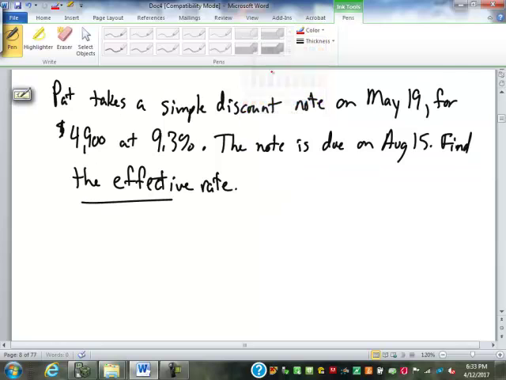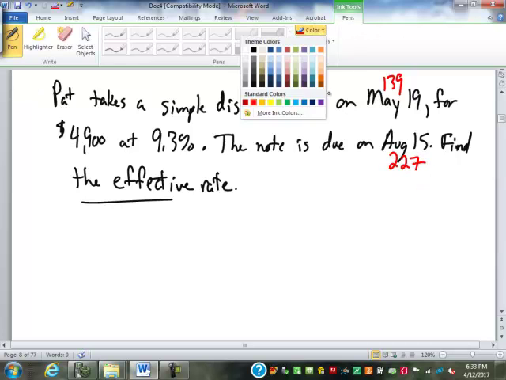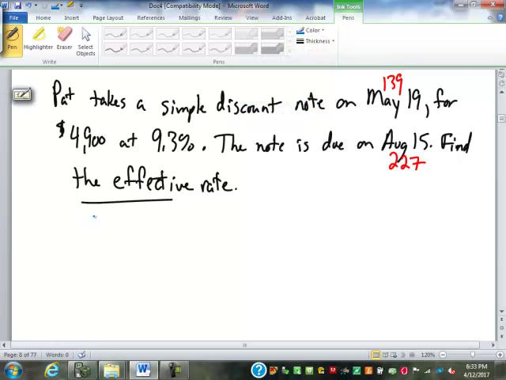Well, this one adds a layer of difficulty for us. Let's find the dates here first. May 15th is what day? 139, and August 15th? 227. So how many days is that if we subtract? Yeah, 88 days. Perfect.